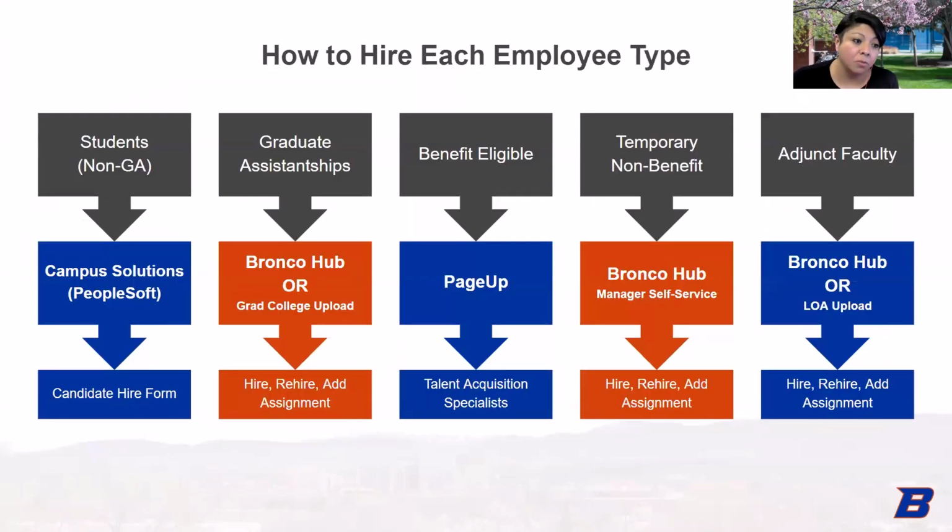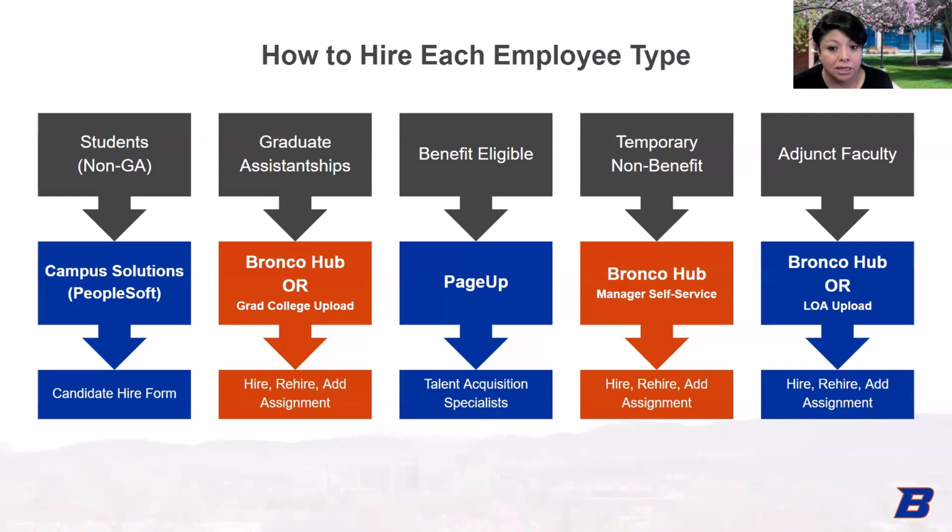With all these different employee types comes a variety of systems that we use to get people into the system and get them paid. Students not in a graduate assistantship are hired through Campus Solutions, and you use the candidate hire form. Graduate assistantships in a position that is managed by the graduate college are hired either in Bronco Hub or with a graduate college upload. And in Bronco Hub, you'll be using a hire, rehire, or add assignment.